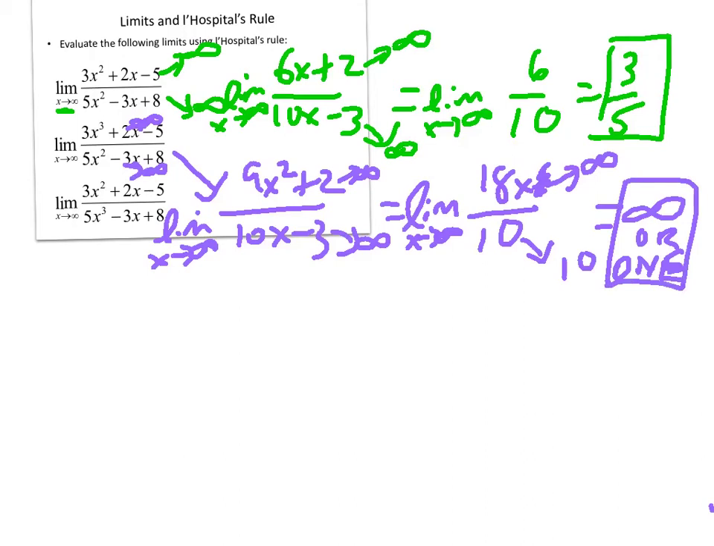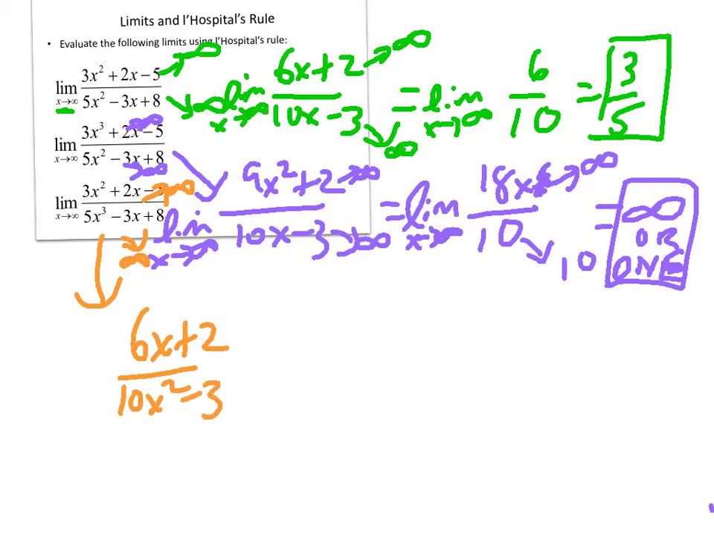Okay? So let's take a look at the third problem now. And again, we notice the top goes to infinity and the bottom goes to infinity. So again, L'Hopital said take the derivative of each one separately. So 6x plus 2 over 10x squared minus 3. And again, I take the limit as x goes to infinity.